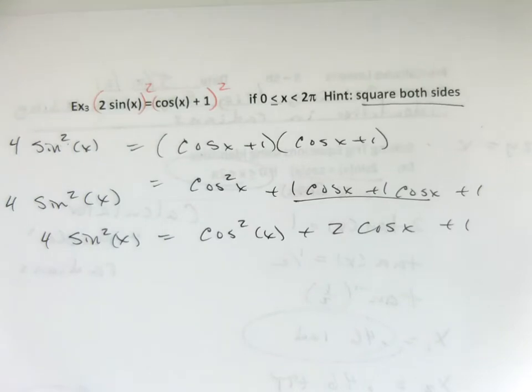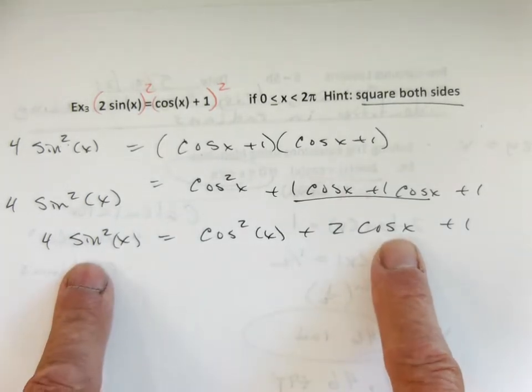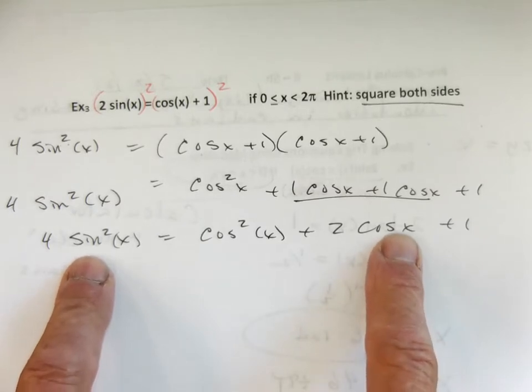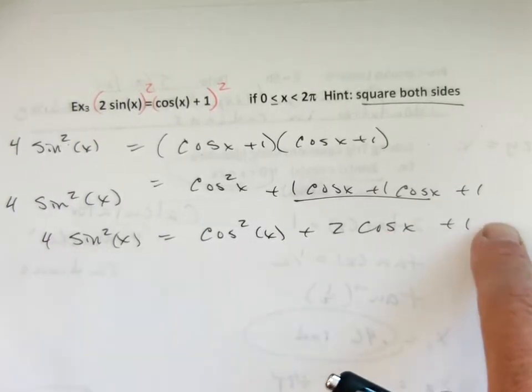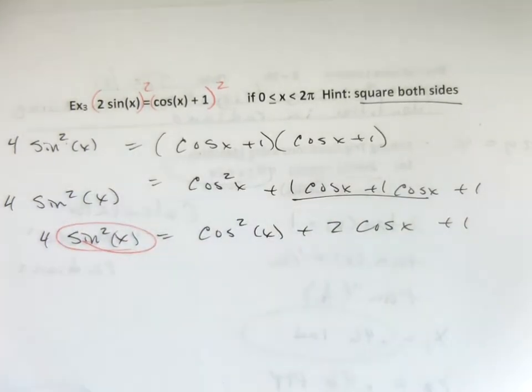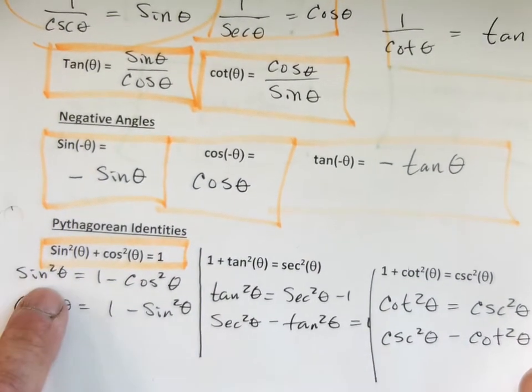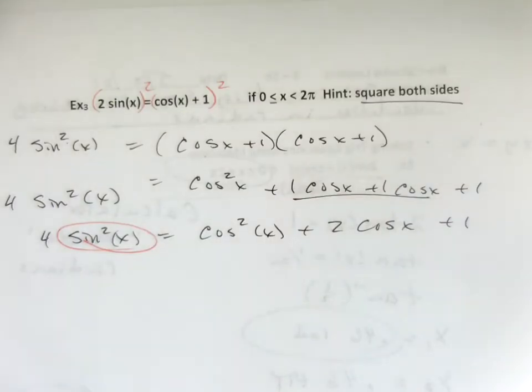You can't change a cosine into a sine, but you can change a sine squared into cosine squared. I can change this into cosine squared, and everything will be in terms of cosine. So I'm going to change my sine squared using the identity, and I'll write it down. The identity is that sine squared is equal to 1 minus cosine squared. That's my identity.